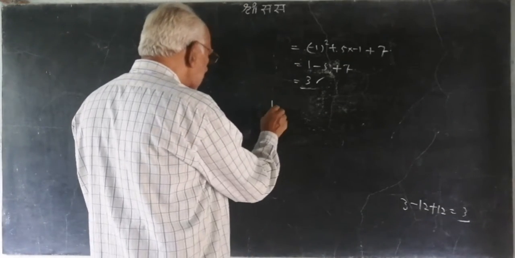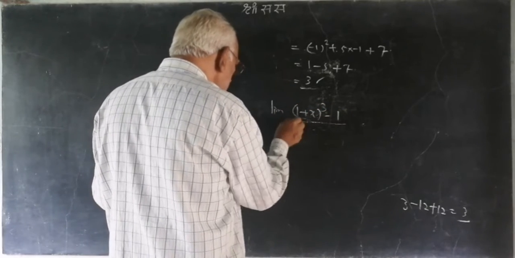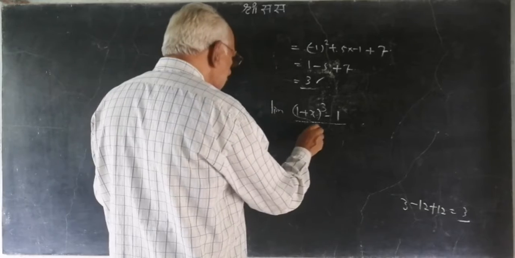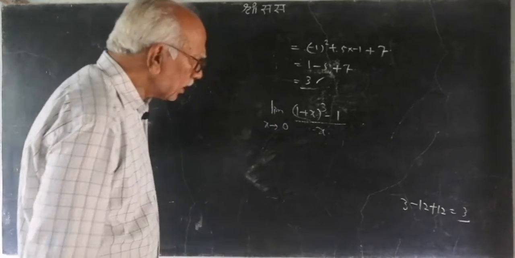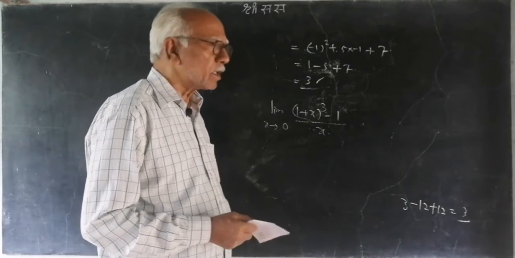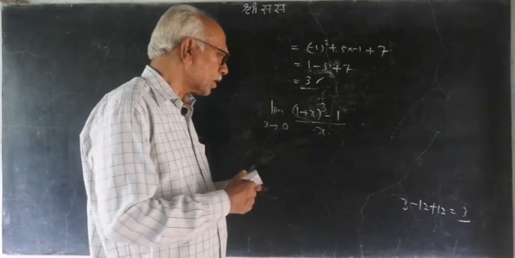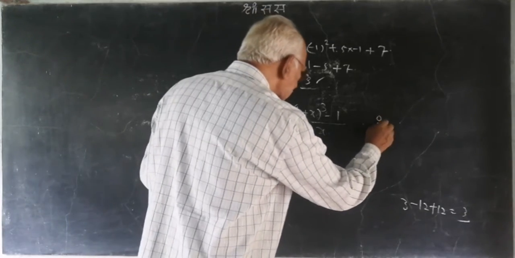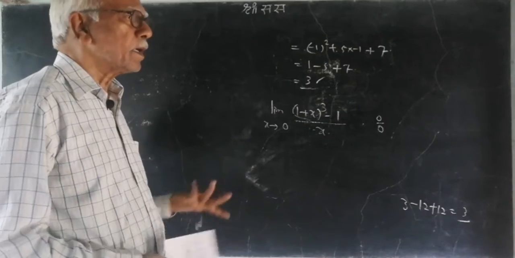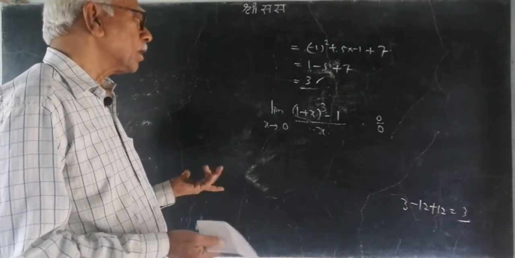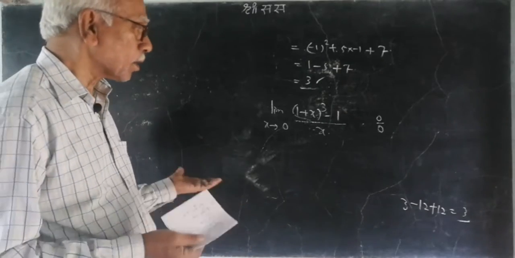Now, limit of (1 plus x) whole cube minus 1 divided by x as x tends to 0. So, if you put x equal to 0 here, what will it be? 1 cube is 1, 1 minus 1 is 0 and this is 0. So, it is 0 by 0. So, here we can go through a simple method, that is by expansion also, or even you can convert it to x raised to n minus a raised to n form also.